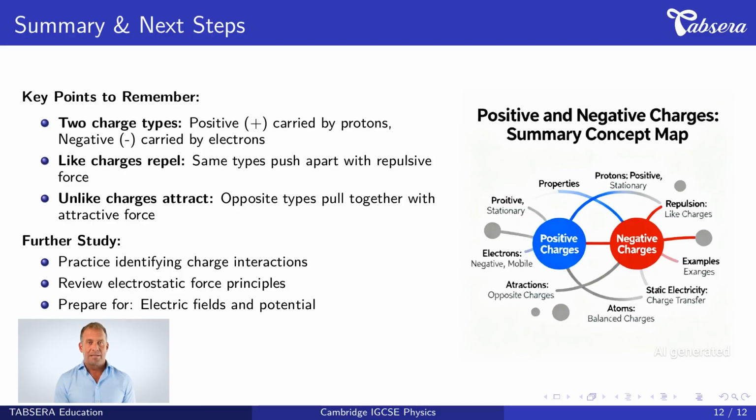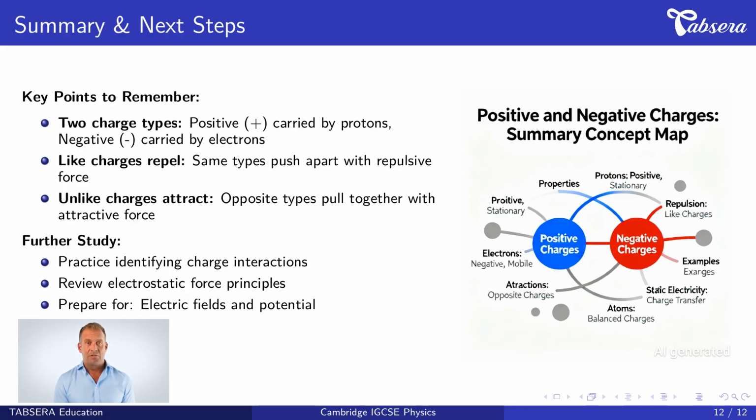Let's summarize today's lesson. The key points to remember are, first, there are two types of electric charge. Positive charge, represented by plus symbol, is carried by protons in atomic nuclei. Negative charge, represented by minus symbol, is carried by electrons around nuclei.